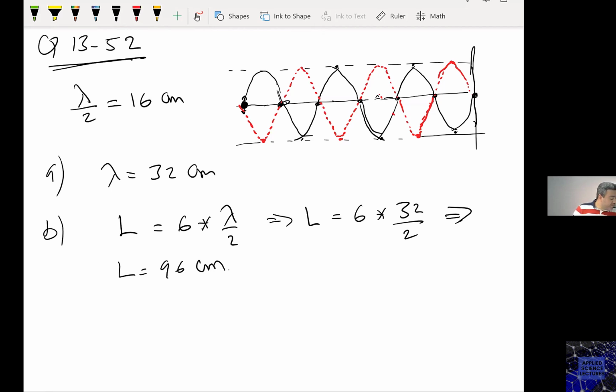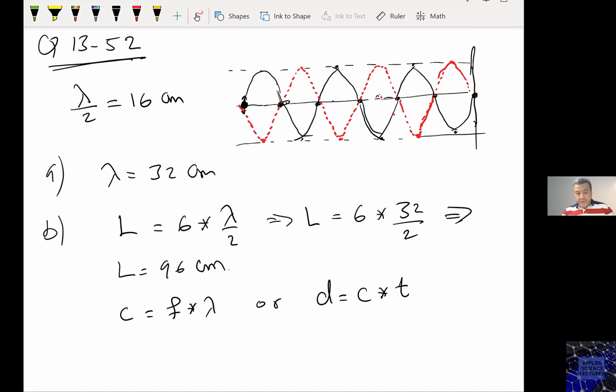C, what is the speed of the waves? The speed of the wave can be calculated either using f lambda or d equals c times t. If we want to calculate it with f lambda, then what do we know? We know lambda, the frequency here. We know the period here from this point to this point.